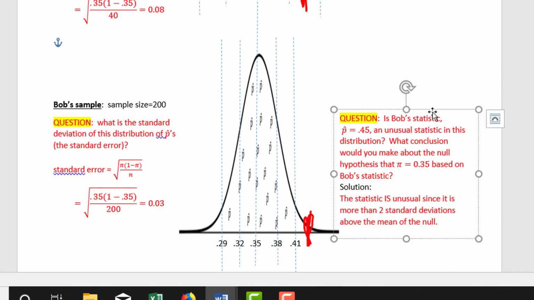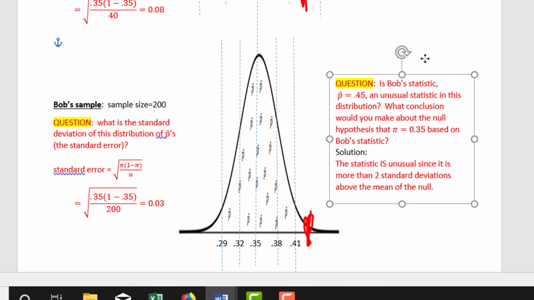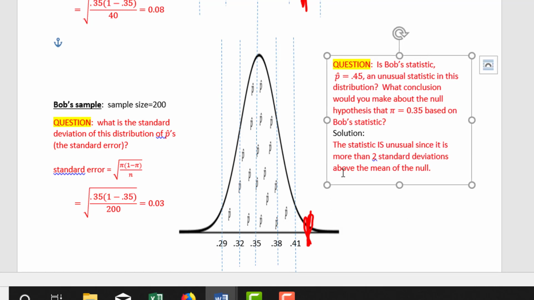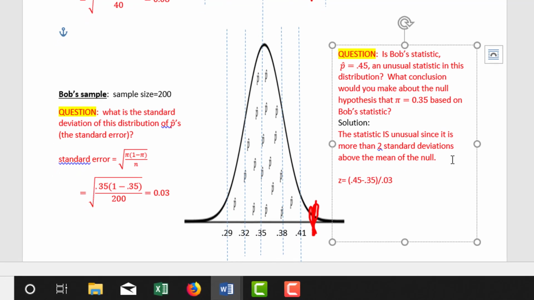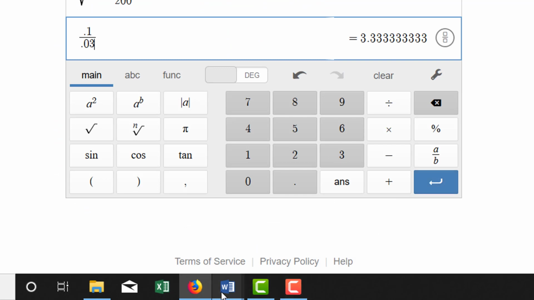Okay, so I say this time that the statistic is unusual because it's more than 2 standard deviations above the mean of the null. That happened because when we increased the sample size, it made the distribution of sample statistics narrower. So to find the actual standardized statistic, we can find the z-score. The z-score this time is our statistic, 0.45, minus our mean of our null, which is 0.35, divided by the standard deviation of the null distribution, which is 0.03. We divide that out, we get 3.3.